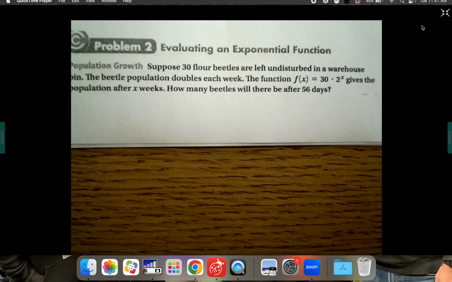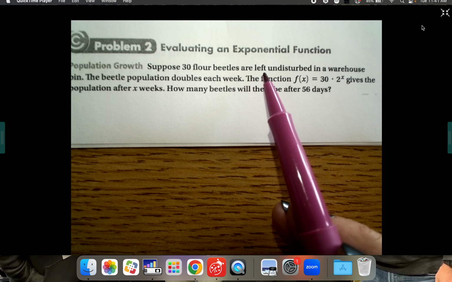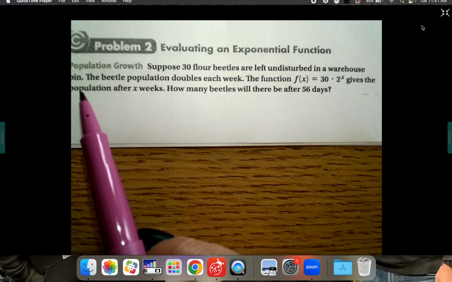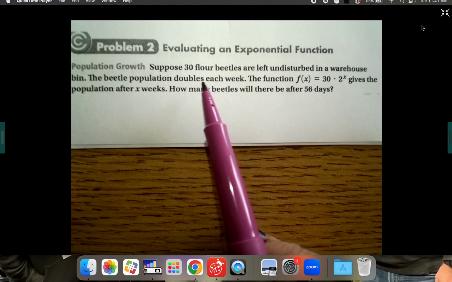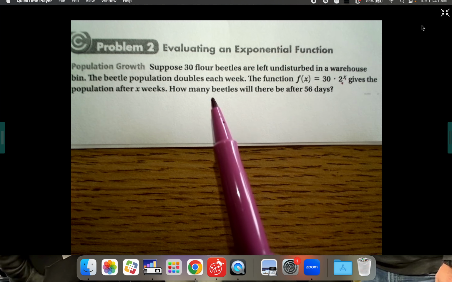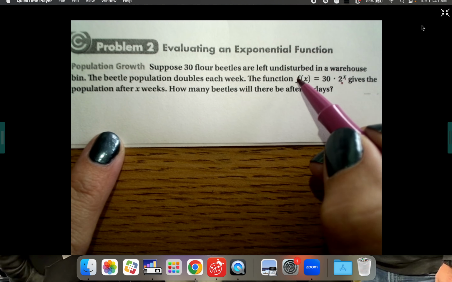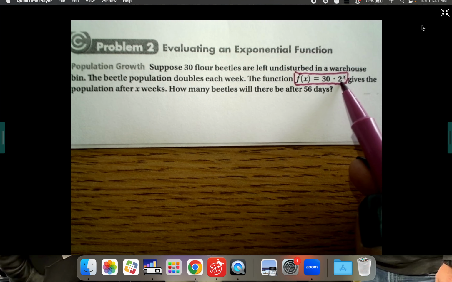This is actually about flower beetles. So suppose 30 flower beetles are left undisturbed in a warehouse bin. The beetle population doubles each week. That is why in the function there's a 2. That's the pattern. It's doubling to the x power. The function f of x equals 30 times 2 to the x power.